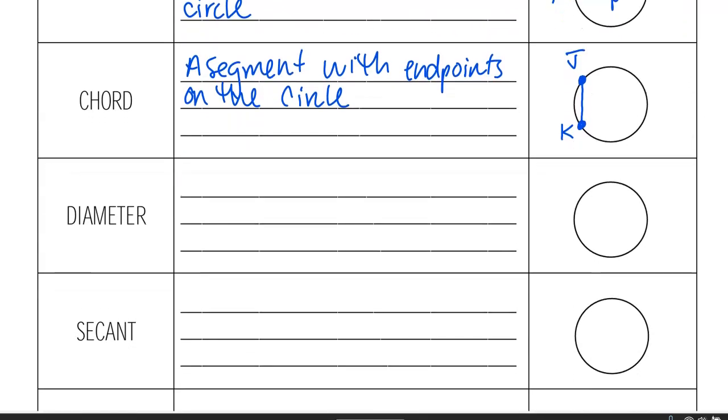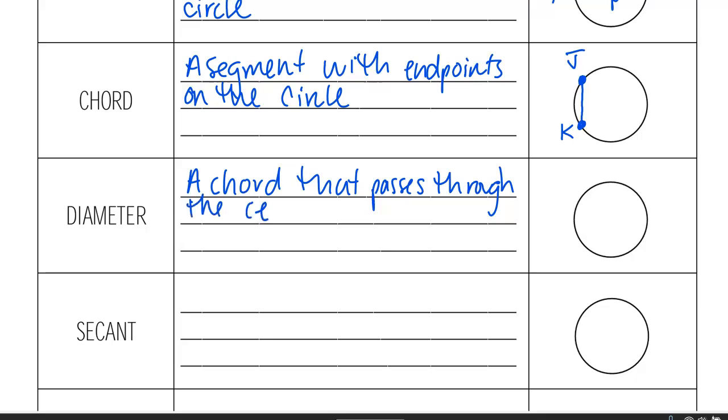A diameter is a chord that passes through the center. So again, a diameter has endpoints on the circle, but this is a chord that passes through the center. It's important to know that the diameter, to calculate its length, is just 2 times the radius. So if our center P is here, our diameter would be running through endpoints on the circle and running through that center.